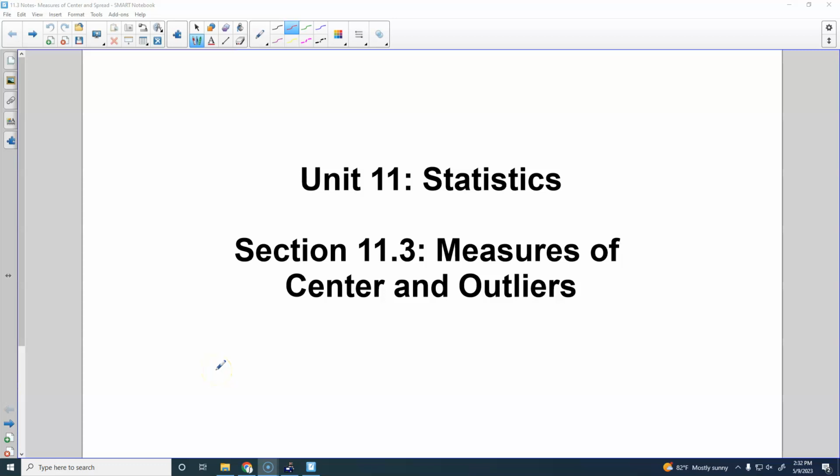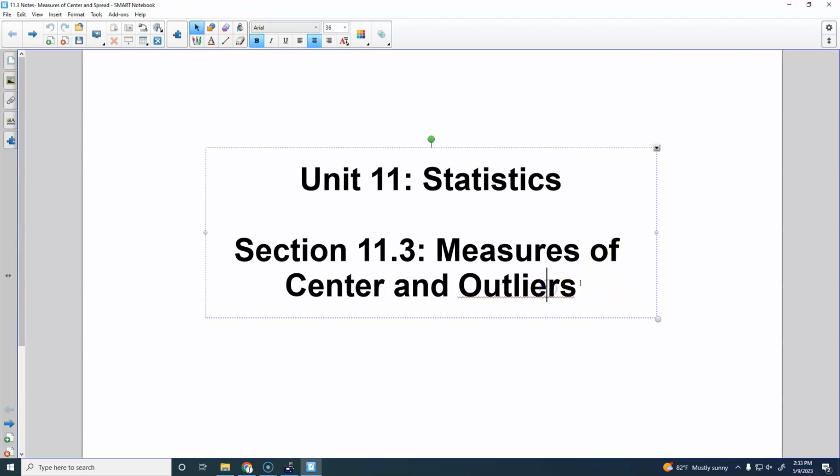Probably the most important section out of the statistics unit for testing, because they are going to ask about this more than most everything else. So this is measures of center. Actually, I didn't change the title here. It used to be measures of center, outliers, and spread.